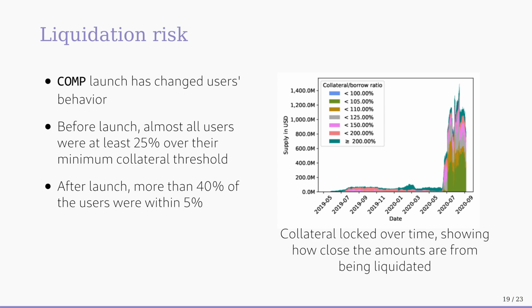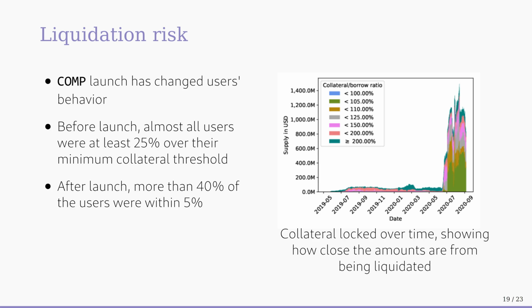So almost all users were at least 25% above the minimum collateral that they should have had, which also makes sense because at that point most users were using the protocol to take some sort of opinionated position on an asset, and so were probably more aware of the price fluctuations that could get them liquidated. While after the COMP launch, more than 40% of the users were within 5% of being liquidated, which means that depending on what asset they were borrowing and supplying, some very small price change could have gotten them liquidated. So overall, we found that the level of risk taken by the users increased a lot.